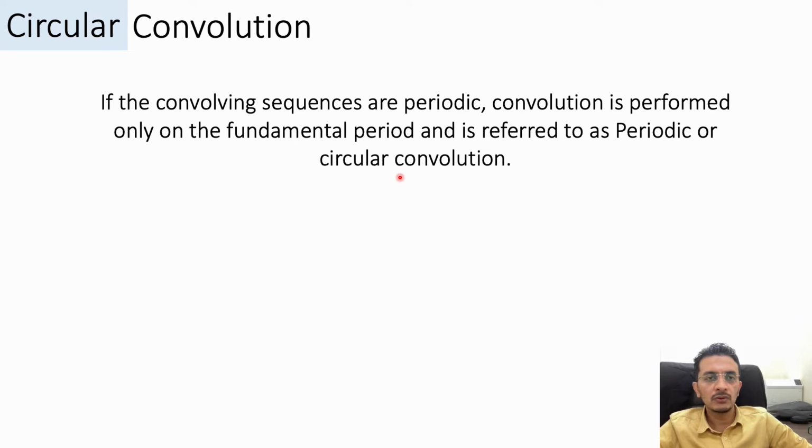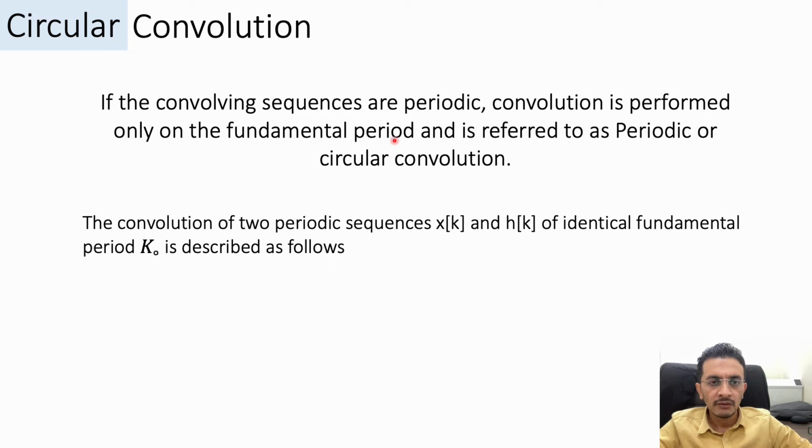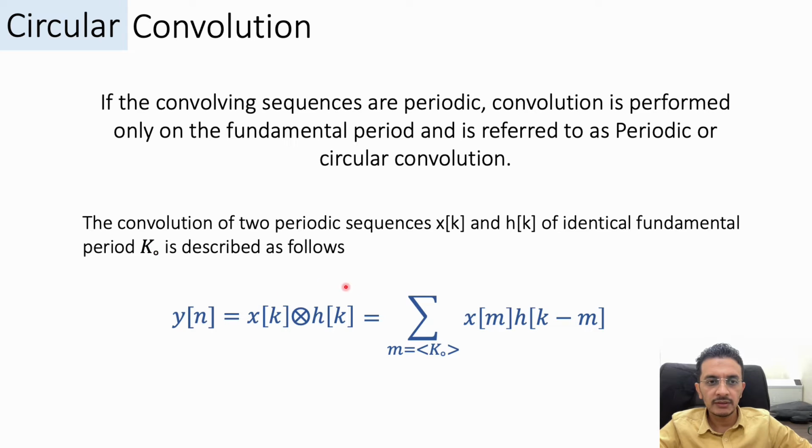So two points to note: the sequences that we are using in this convolution will be periodic, and the convolution will be performed only on the fundamental period, meaning it will be performed only on one period and it will not repeat. And mathematically we can write, if we have two sequences as usual, xk and hk, and they both have the fundamental period of k naught, meaning equal length of the period, the fundamental period is the same for both and it is represented with k naught, then we can write circular convolution like this. So this is the standard way as you saw before.